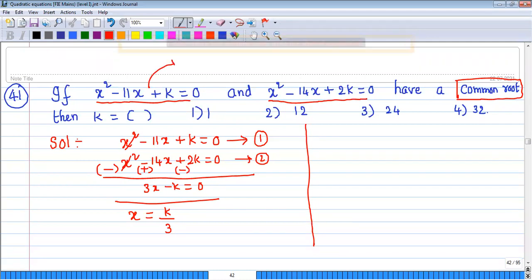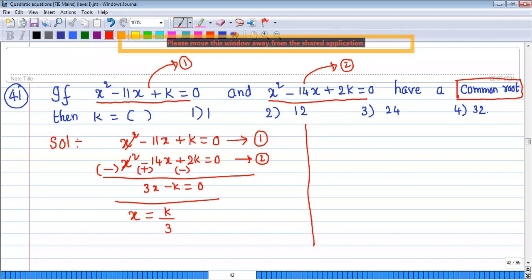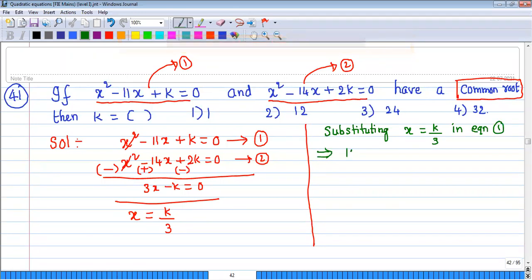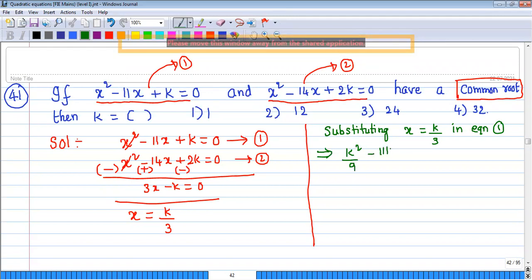This is first equation, this is second equation. So substitute x equals k upon 3 in either equation 1 or equation 2, as you wish. Substituting x equals k upon 3 in equation 1, what do you get? k square by 9, because x square is k by 3 whole square, minus 11k upon 3 plus k equals 0.